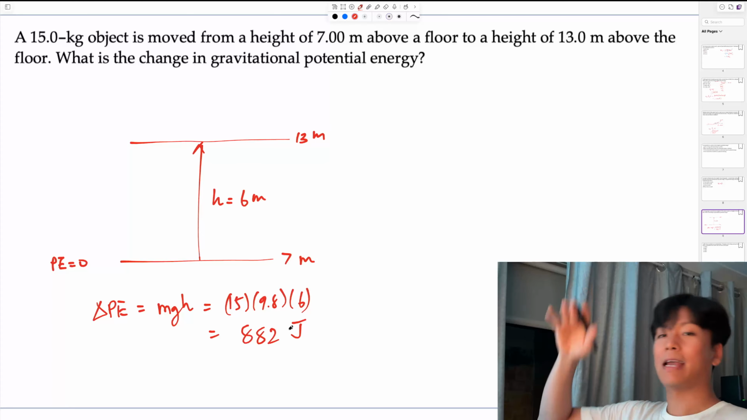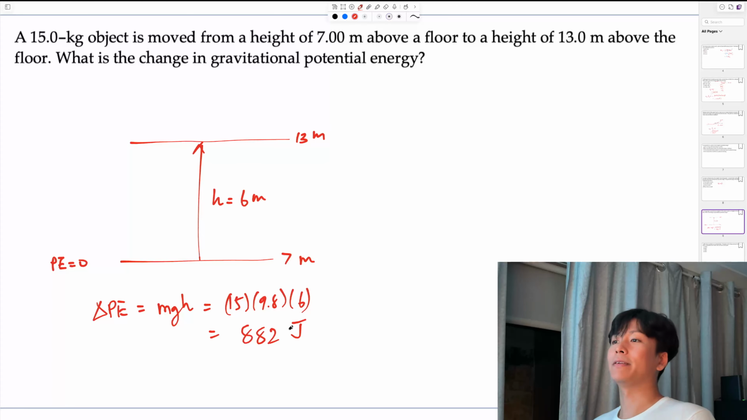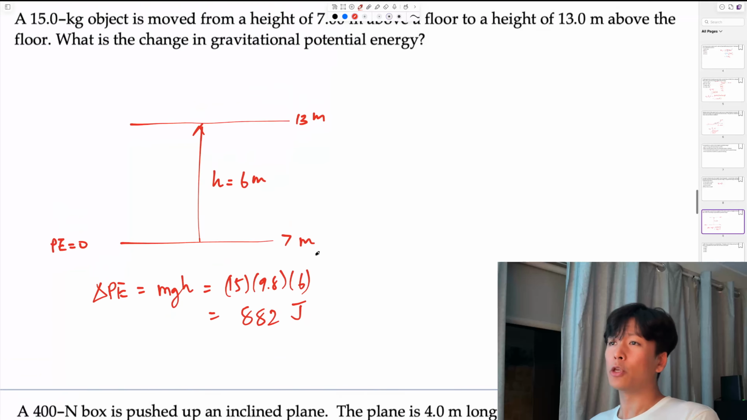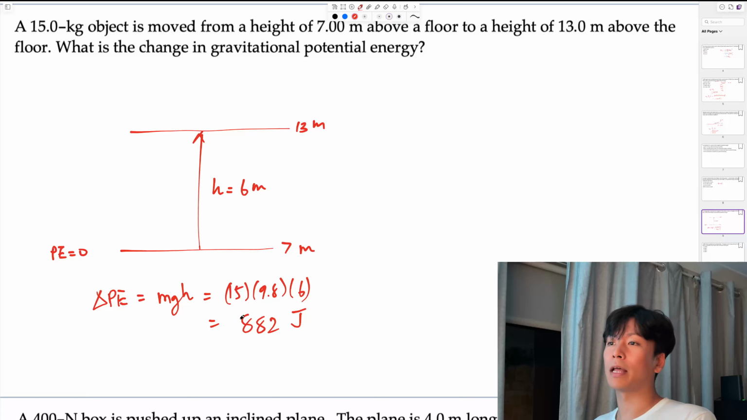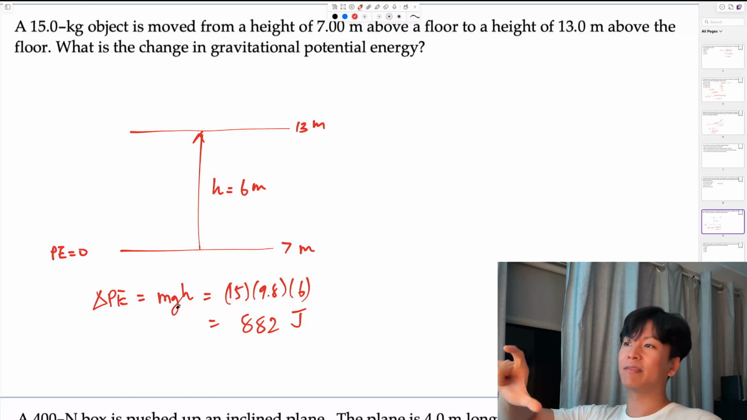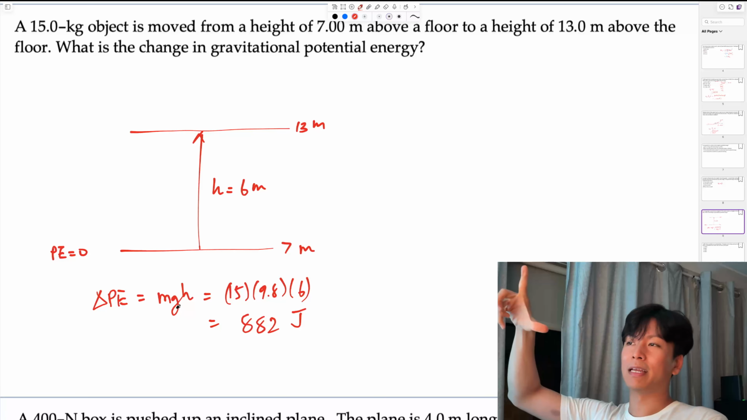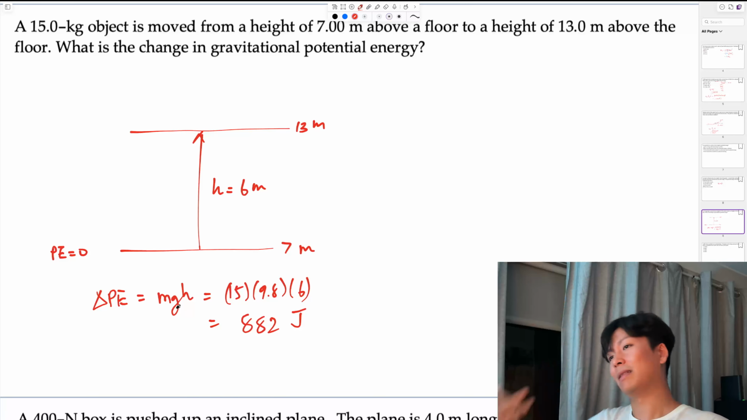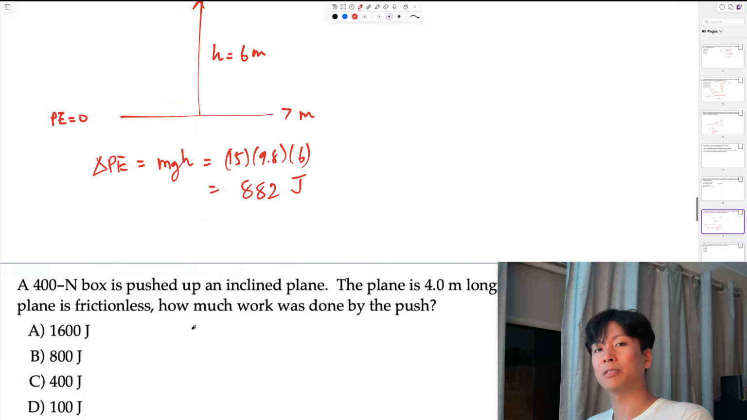Again, very arbitrary where I can set my zero point, right? So this is an example. You could, of course, if you set the ground as 0, work out the potential energy at 7 meters and then the potential energy at 13 meters and then subtract them, but you end up with the same answer pretty much.